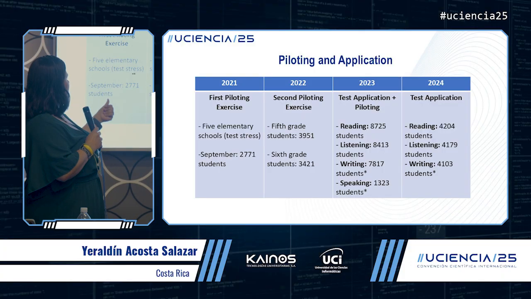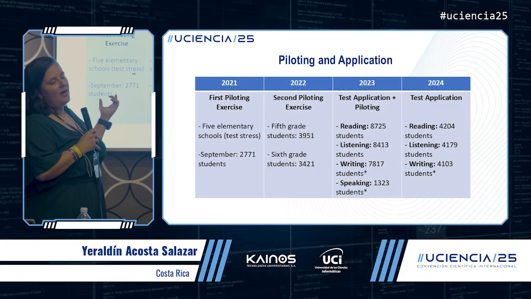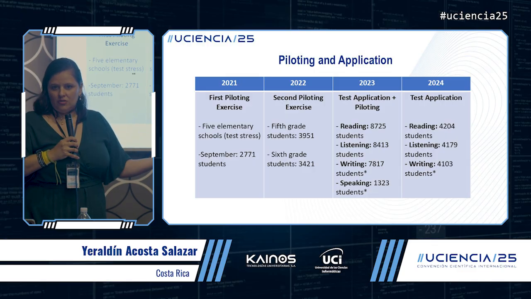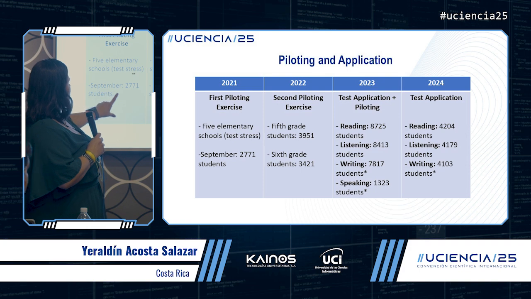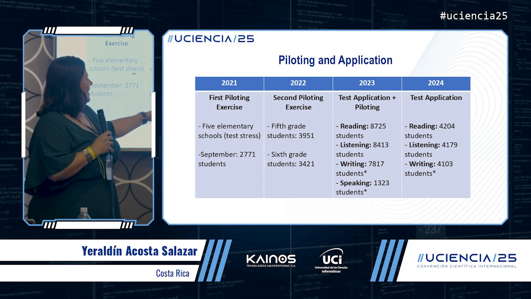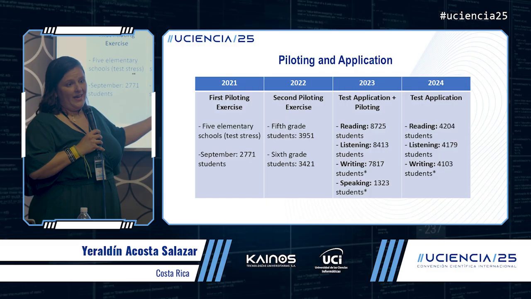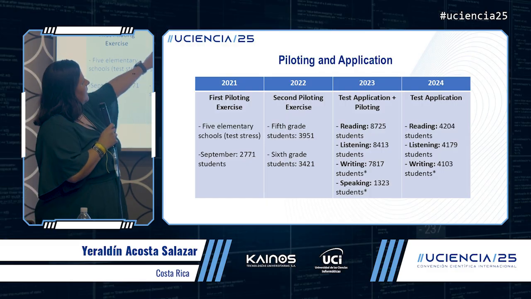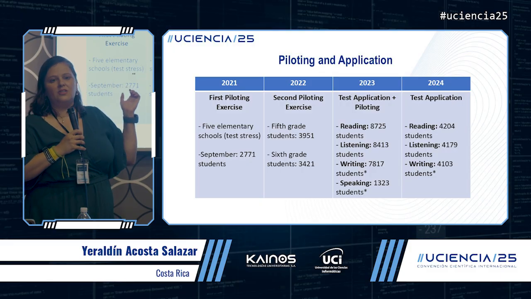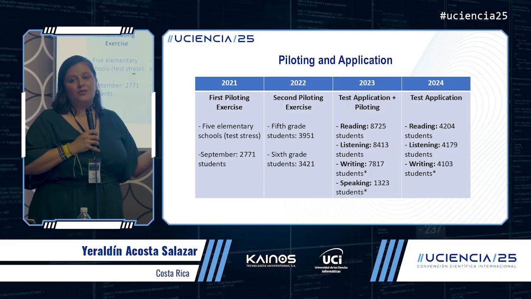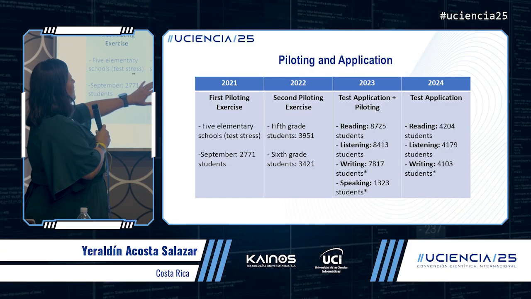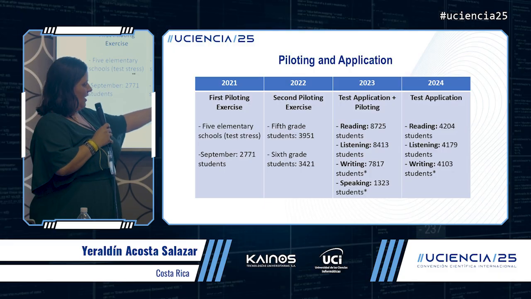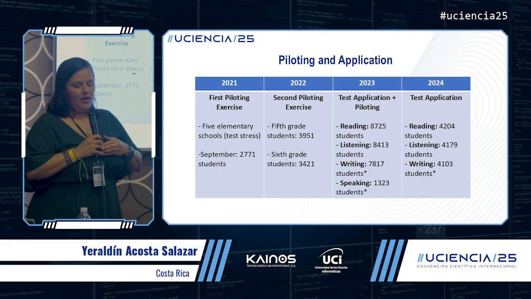In September of 2021, we had students from 5th grade and 6th grade. 6th grade, they finish elementary school, they go to high school. However, those who were in 5th grade took the exam again in 6th grade with a couple of extra ones to see if the results were constant, right? So in 2022, we had the second piloting exercise. Why second? Because we had to change a lot of things. And we have 3,951 students for the 5th grade and 3,421 students for the 6th grade.